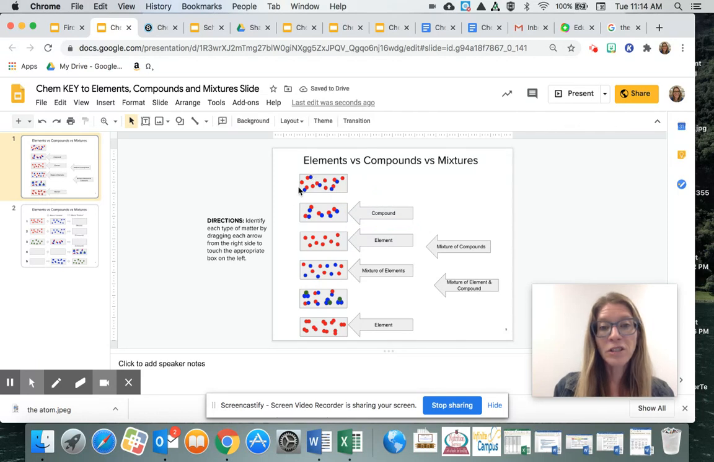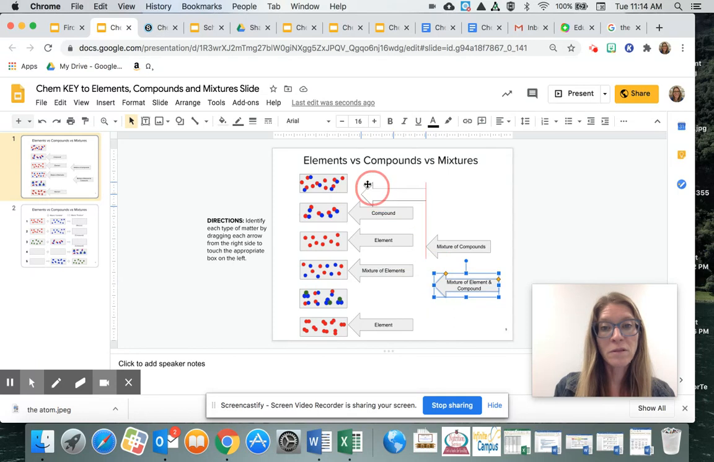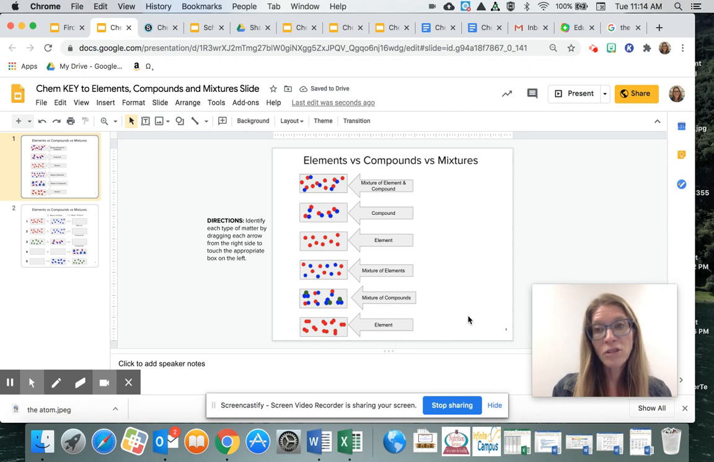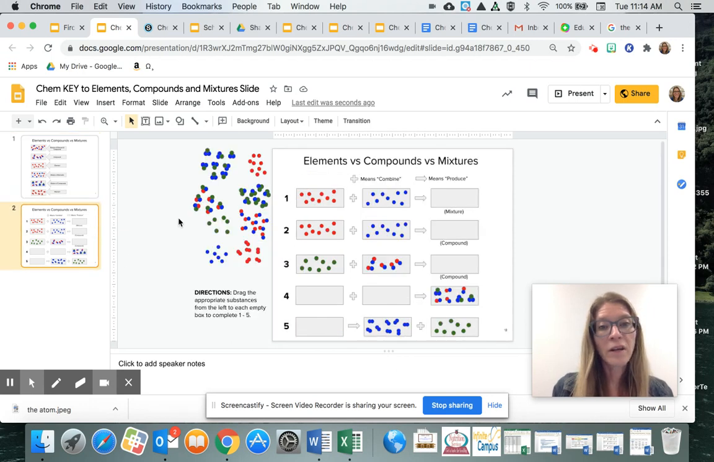All right, the top picture has an individual atom mixed throughout, but it also has some compounds. So that is going to be a mixture of elements and compounds. And then, of course, down here we have one compound, but then we have a separate compound, and those separate compounds are just mixed together physically in the same space. So that is going to be a mixture of compounds. So again, if you don't have yours correct, it's no big deal. Just go ahead and fix it so you have a reference to use as we move forward. All right, the next slide.